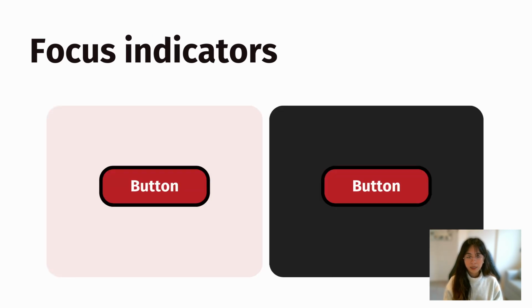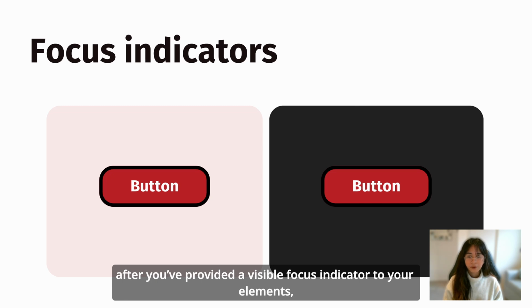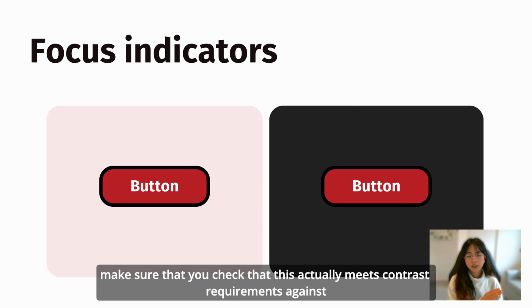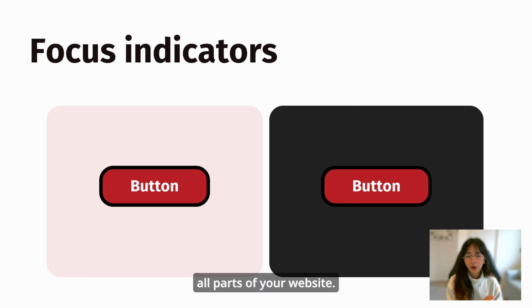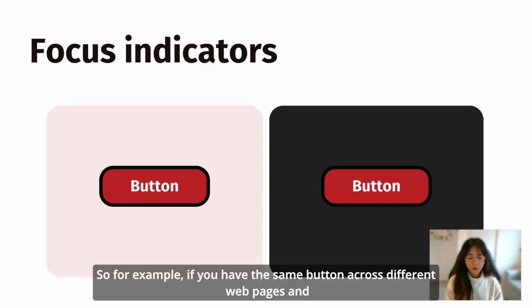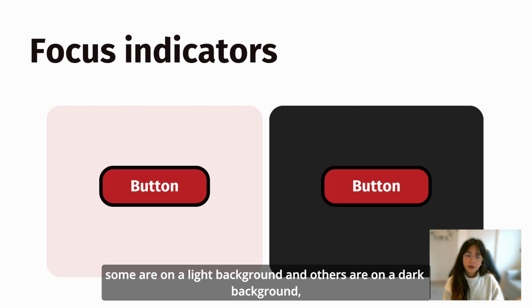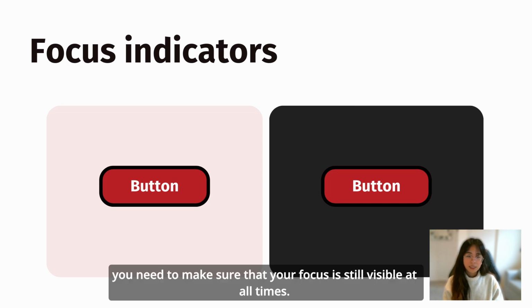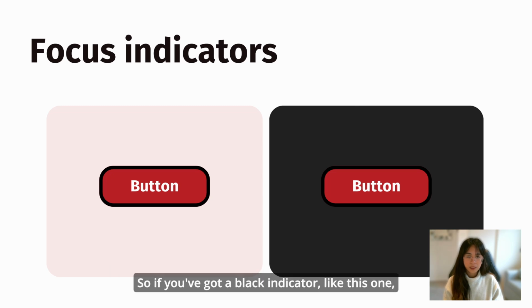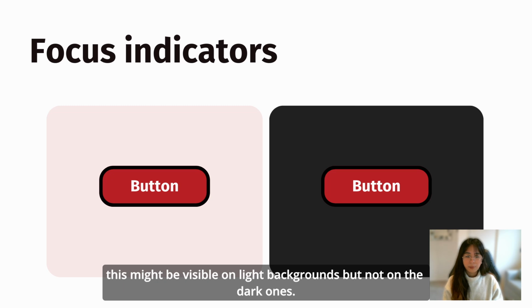And adding on to that, after you've provided a visible focus indicator to your elements, make sure that you check that this actually meets contrast requirements against all parts of your website. So for example, if you have the same button across different web pages and some are on a light background and others are on a dark background, you need to make sure that your focus is still visible at all times. So if you've got a black indicator, like this one, this might be visible on light backgrounds, but not on the dark ones.